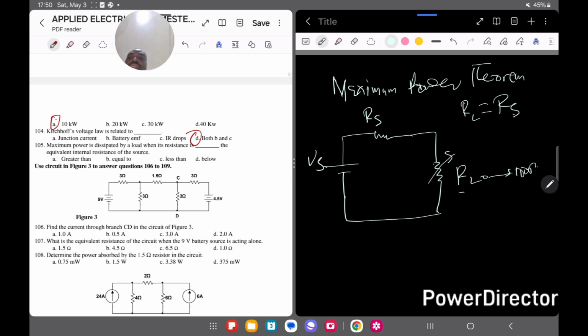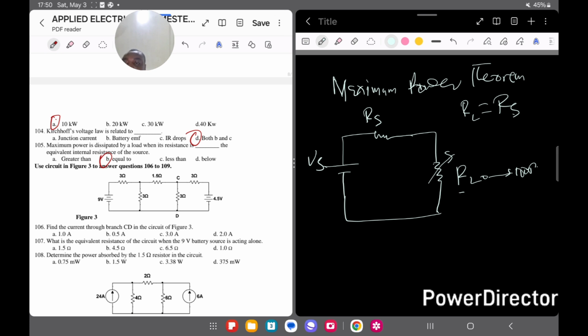So when you do this, you get the maximum power. If you choose any other value for your load other than the internal resistance of your battery, you don't get the maximum power. So the answer is the load resistance equal to the equivalent internal resistance of the source. So here it is B. Now moving to question 106.